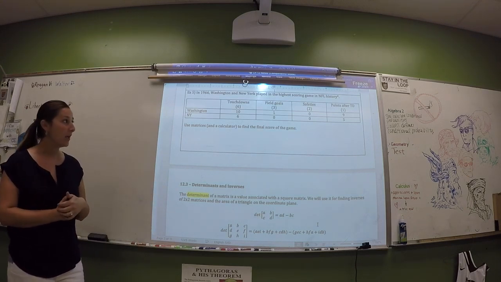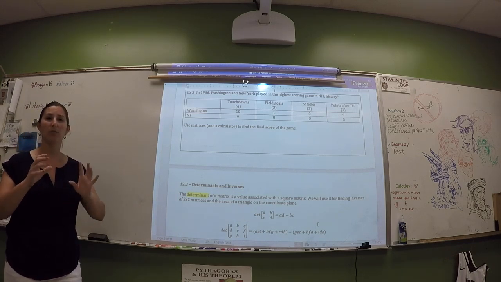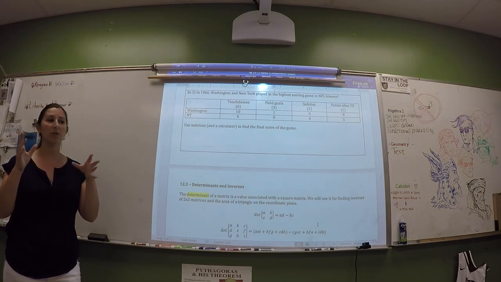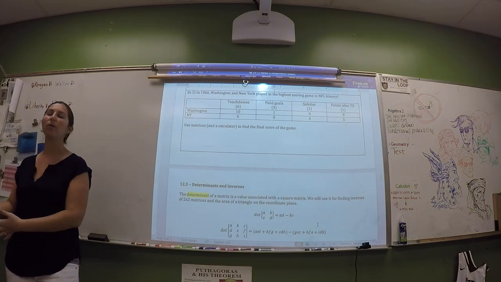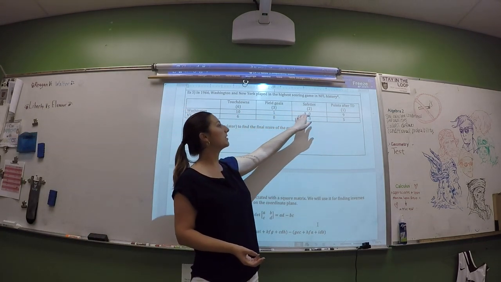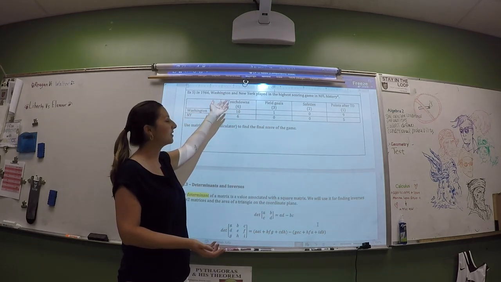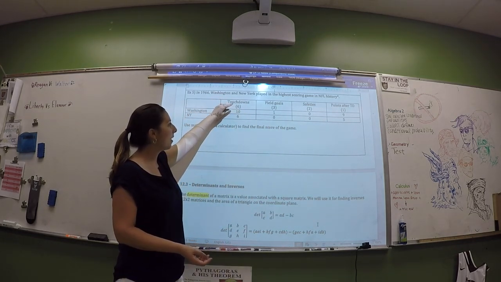but anyhow. So, what we're gonna try to figure out is the final score of the game. We're gonna arrange these numbers into a matrix strategically. In general, if you have touchdowns, field goals, safeties, and points after touchdowns, yeah, that's the right plural.